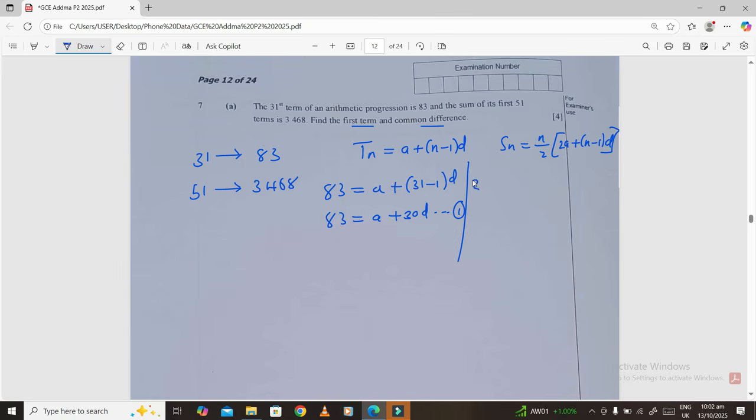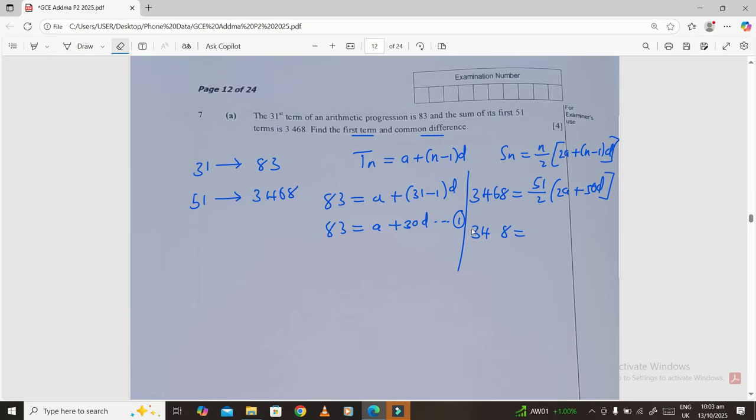So we know that it's 3,468 is equal to N, which is 51, over 2, A we don't know, plus N we know it's 51. So 51 minus 1, it will just be 50D. So we can simplify. When we simplify, actually we cross multiply. There's a 2 down there. So let's just cross multiply in advance here.